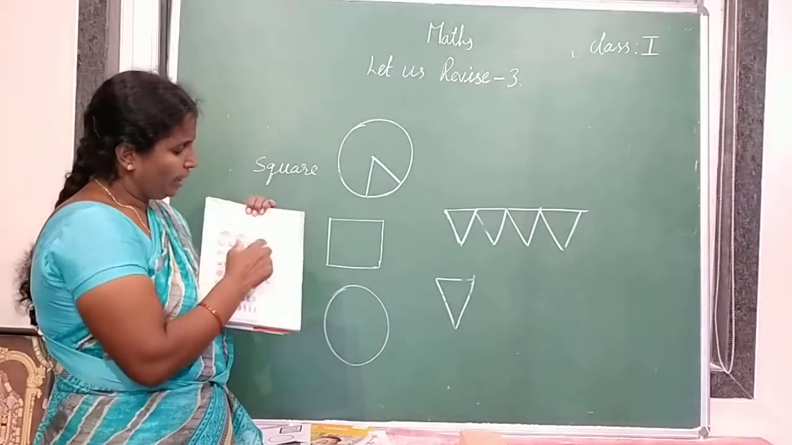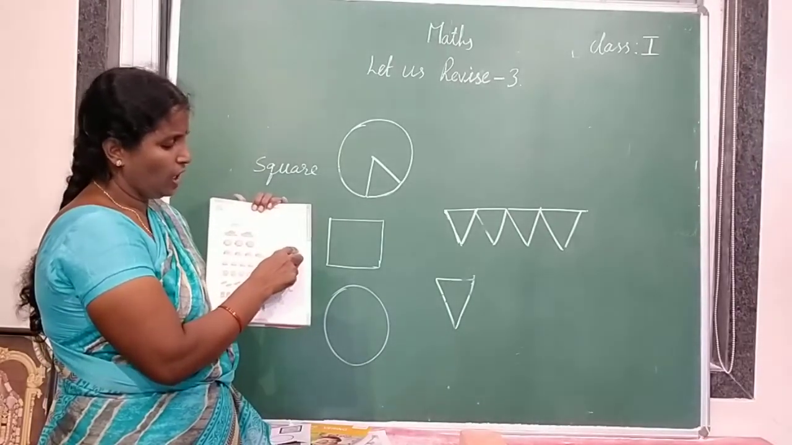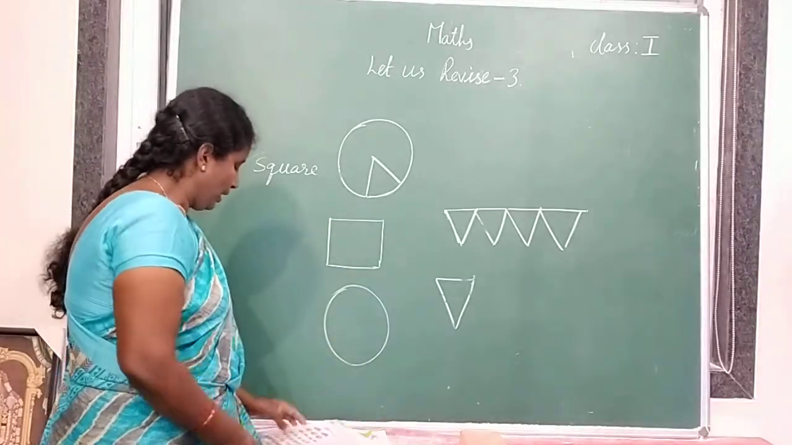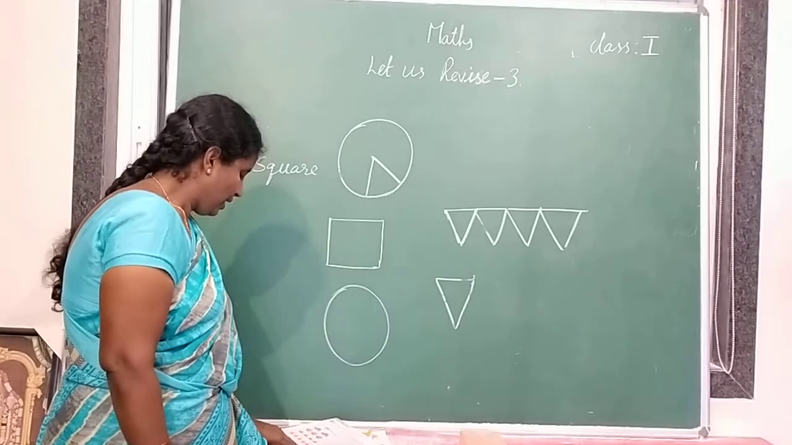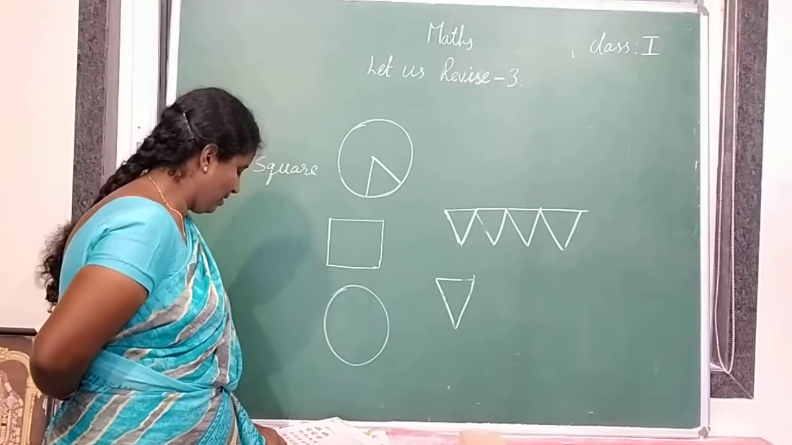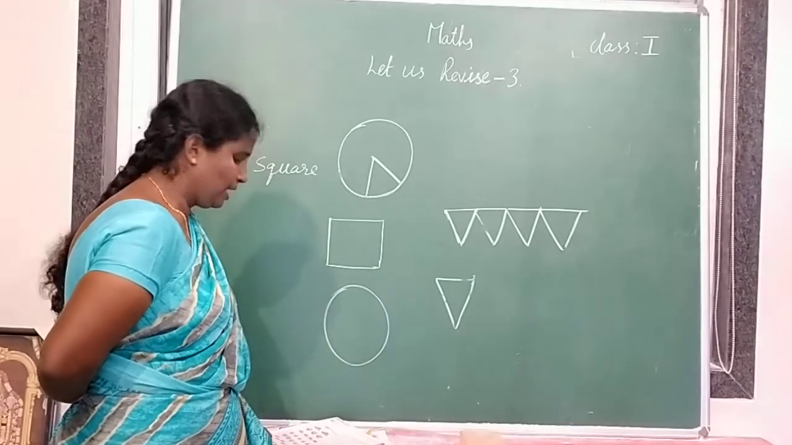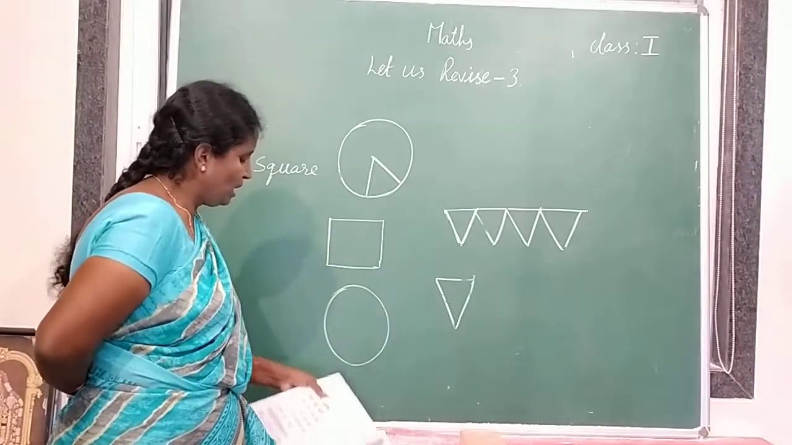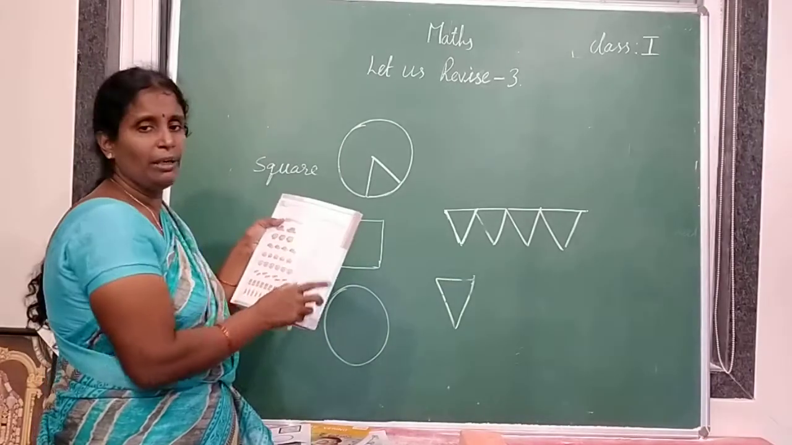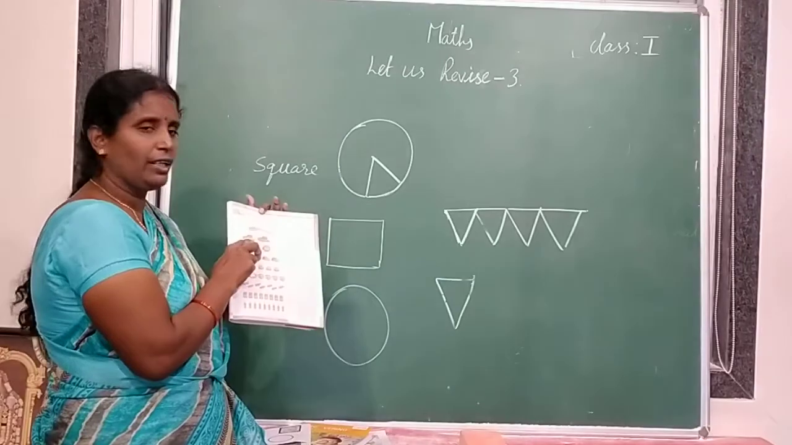2. TWO, 2. Next 3. THREE, 3. FOUR, 4. FIVE, 5. SIX, 6. SEVEN, 7. EIGHT, 8. NINE, 9. See here, how many brushes are there here? Only one. So what is its number name? ONE, 1.